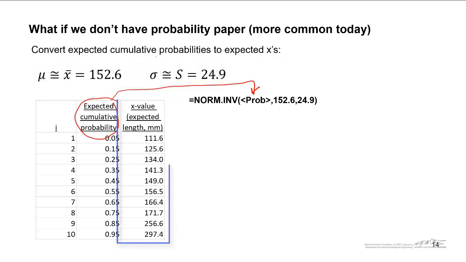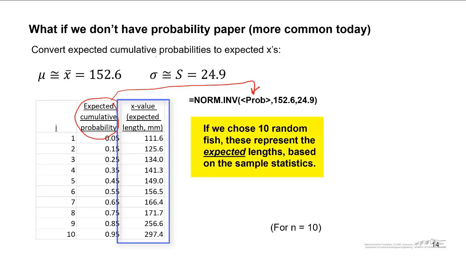The right column here then is the X value or the length that we would expect based upon those cumulative probabilities. So these are our expected values. In other words, if we chose 10 random fish, these represent the expected lengths based on the sample statistics and based upon expected cumulative probability.